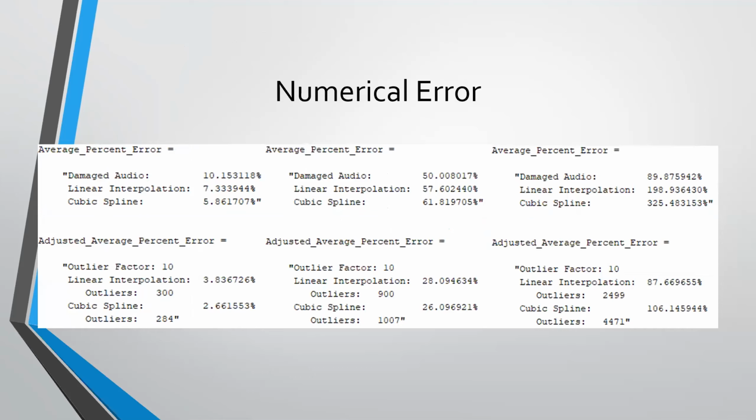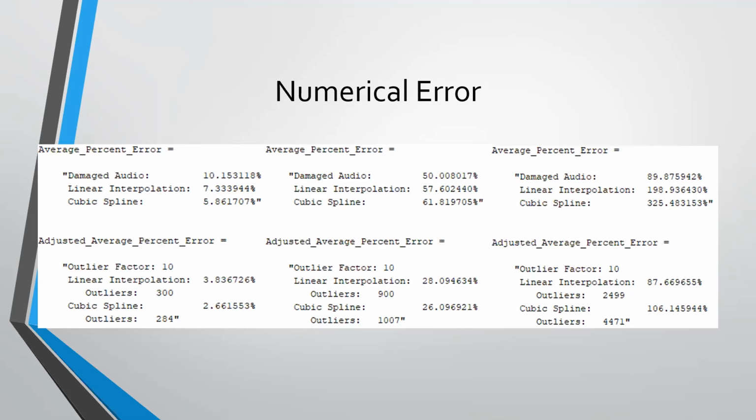Here are the average percent errors for the damaged signals and their reconstructions. Note that the error of the damaged signals is approximately equal to the probability of zeroing samples at their corresponding level of damage. I have also included adjusted average percent errors. These were calculated by ignoring reconstructed samples that have a magnitude that is at least 10 times greater than the magnitude of the corresponding original sample.